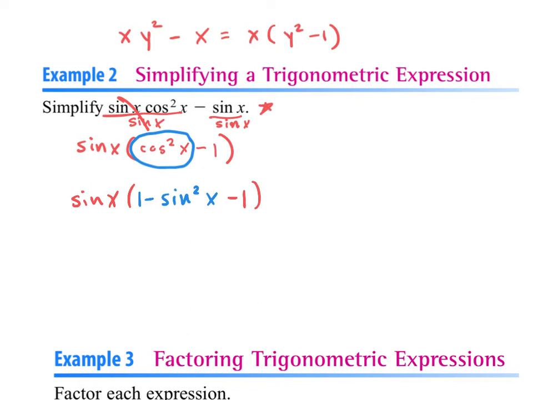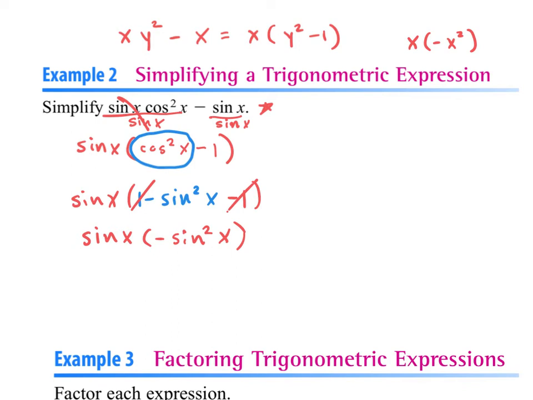Subtract the 1. So I have 1 minus 1. These just cancel out. So now I'm left with sine x times negative sine squared x. Now this is just like saying x times negative x squared. What do I get when I multiply x times negative x squared?